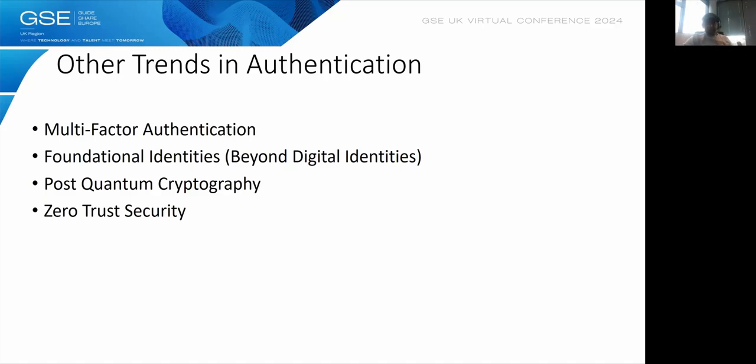And then we have these foundational identities, which basically talks about identity proofing, how you make sure that these digital identities actually relate to a unique person. Post-quantum cryptography is all about making sure you're using the right cryptographic algorithms with the right key sizes so that they cannot be broken easily, of course. And that's why I'm using the term easily. And zero trust security is a new paradigm, which is also known as perimeterless security. And it says never trust, always verify.